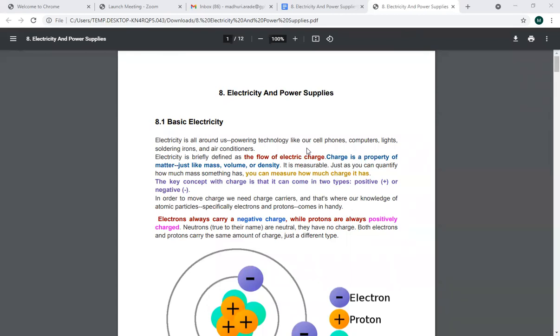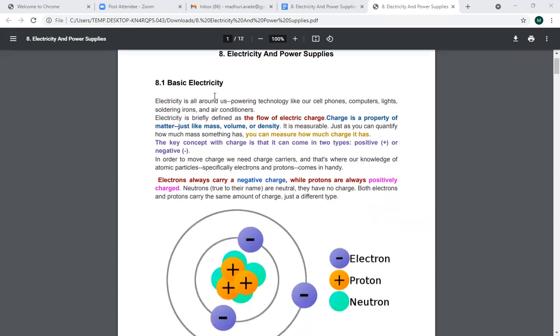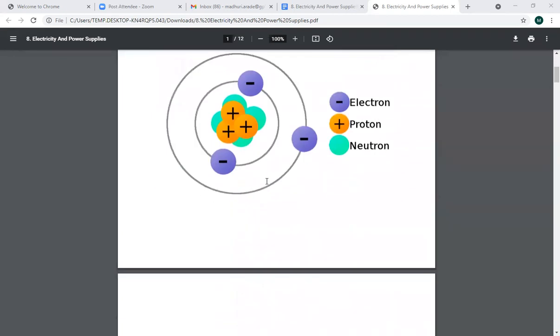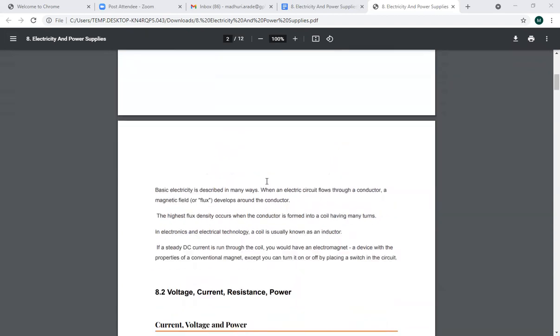Hello, dear student. We have started chapter 8 that deals with electricity and power supplies. Here we are going to learn which are the different components of basic electricity. Then we will learn what is an AC current, DC current. Along with that, we will learn how exactly the power supply is given to our computer system, to the motherboard.